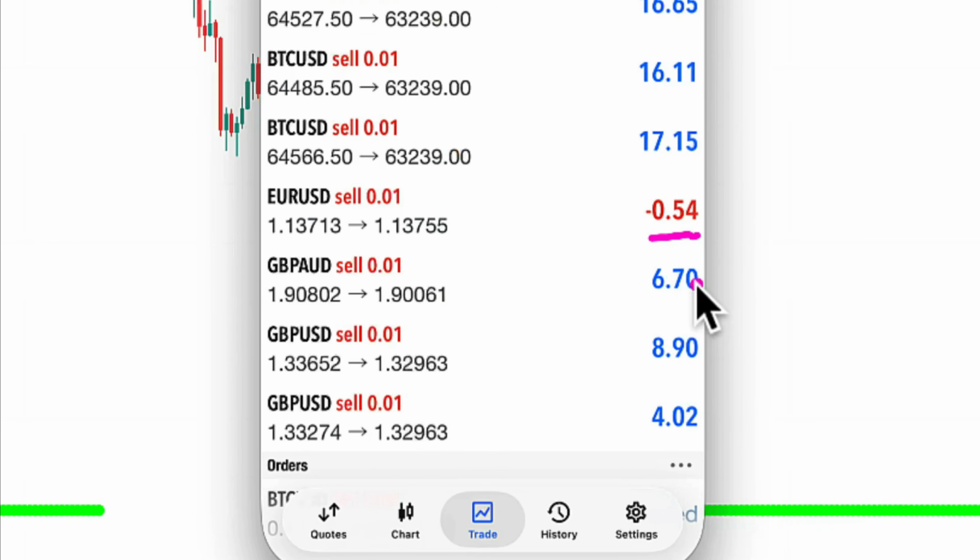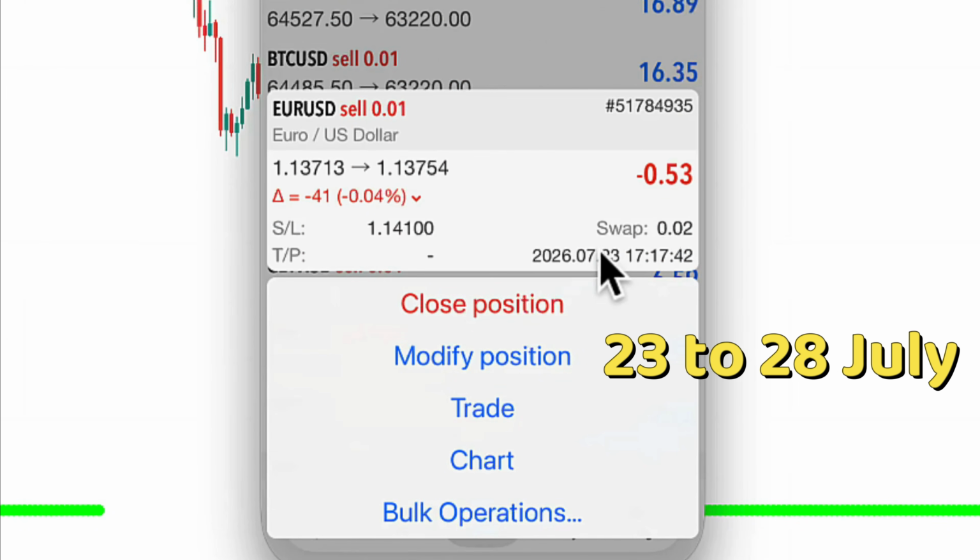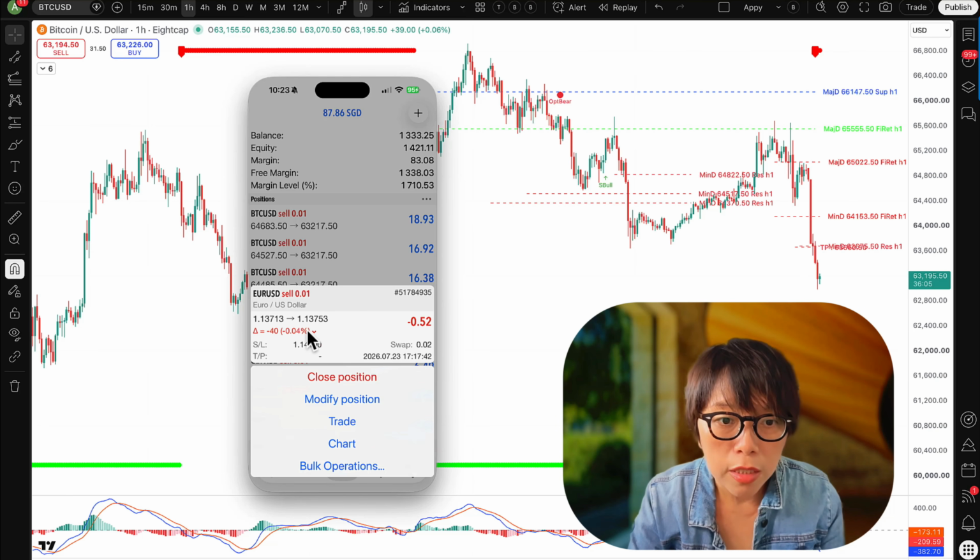But if you take a look at the losses as well, so this is my loss on euro, and I've been holding for quite some time. Take a look at how long I've been holding euro, and that was since 23rd of July. So today is 28th of July. Now, with this loss, it's about like 4 pips. It's not a lot.